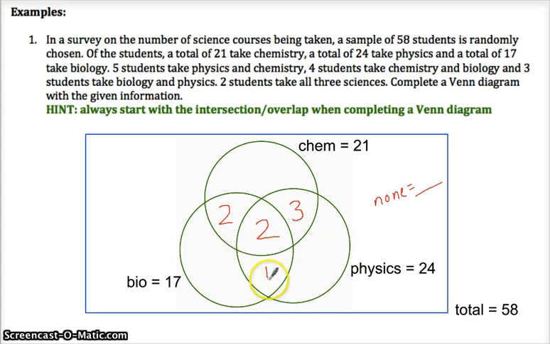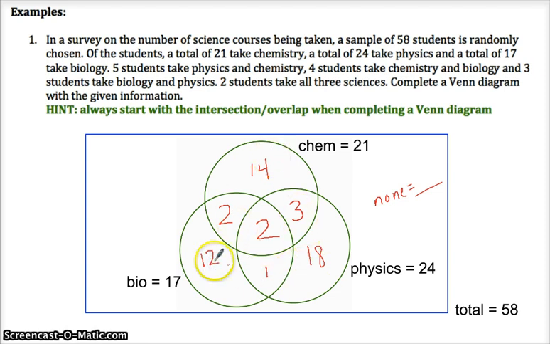There's supposed to be 24 in physics total. 6 are spoken for with the overlap with other classes. So there's 18 left. 21 take chem, while 7 are already in here. So there's only 14 that are solely in chemistry. And bio has 17 total, so this must be 12.